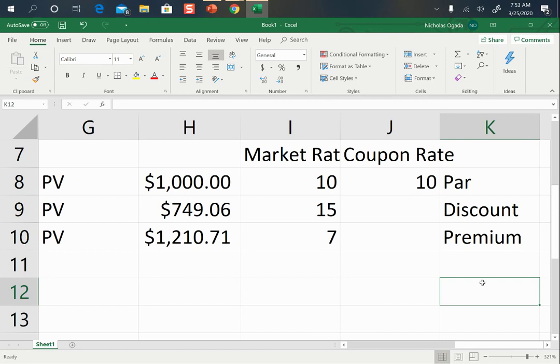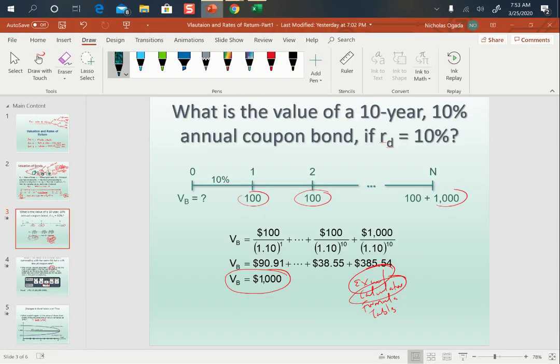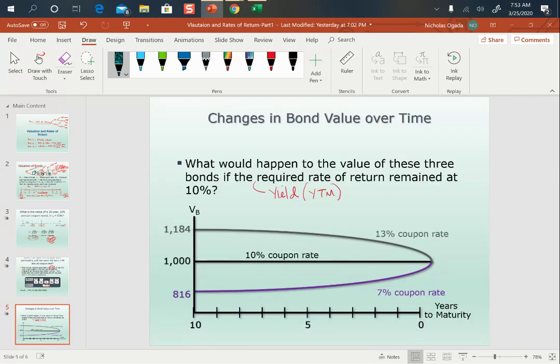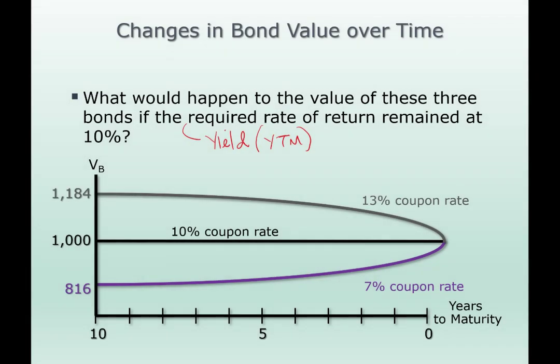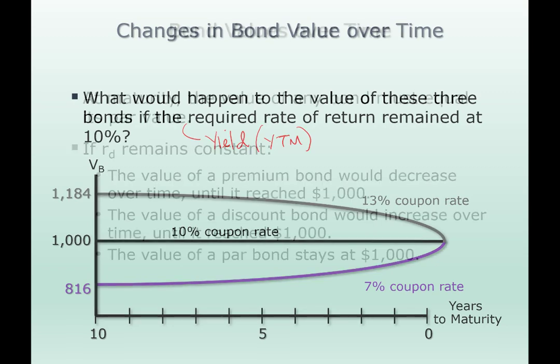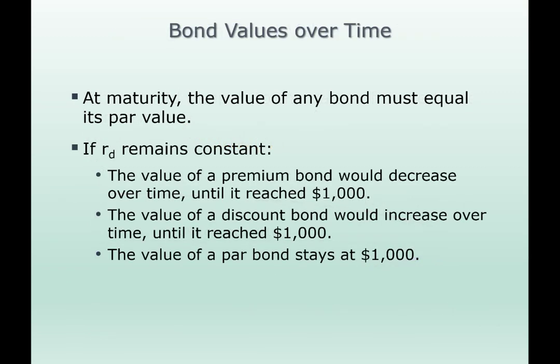So what happens to the value of the bond over time? In summary, I just want to show you how bond values change over time. At maturity, the value of any bond must equal its par value.